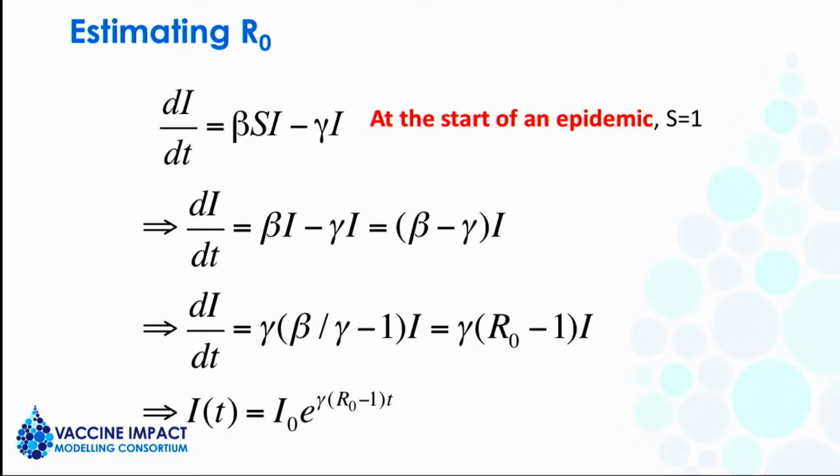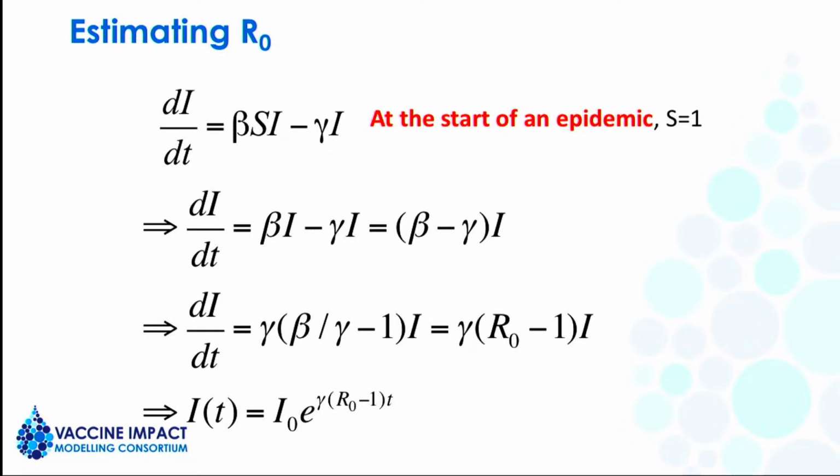Because this is a differential equation for exponential growth, we know we can solve it. We've solved things that look a bit like this before. And we arrive at this: our initial number of infected individuals, and then e to the gamma (R naught minus 1). Okay. So we've solved our I class.